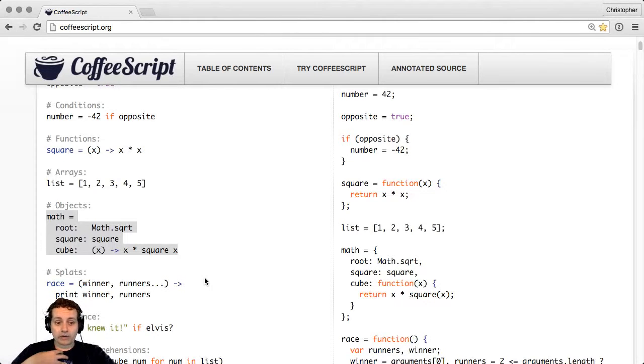Not that I'm the one that's saying that. It's just that many people far smarter than me have said it could be better. But CoffeeScript is really popular.